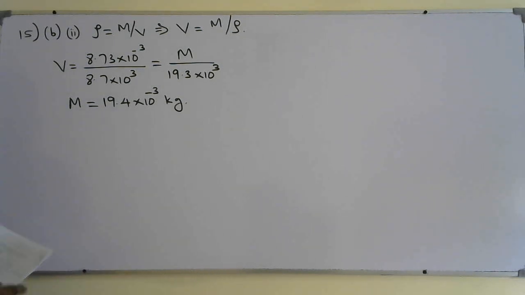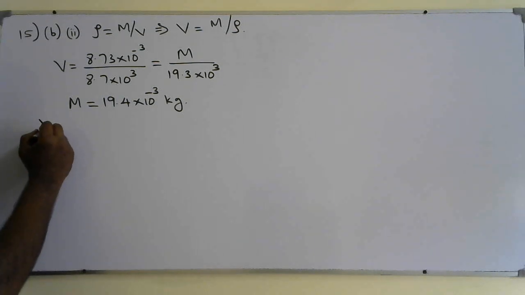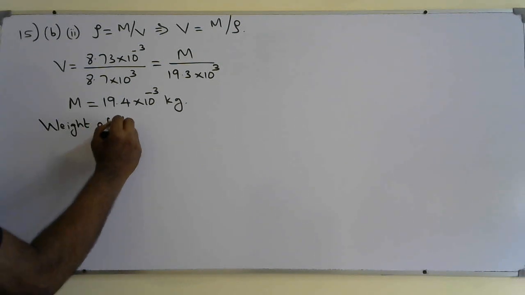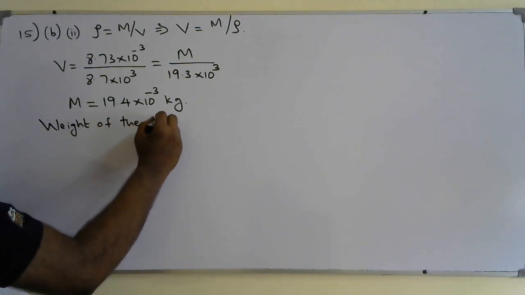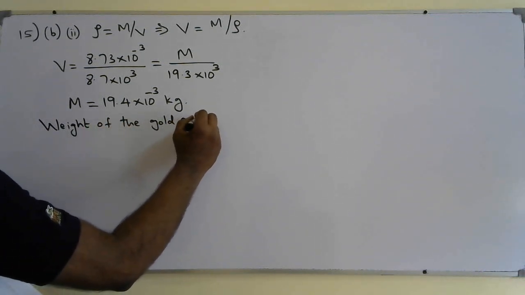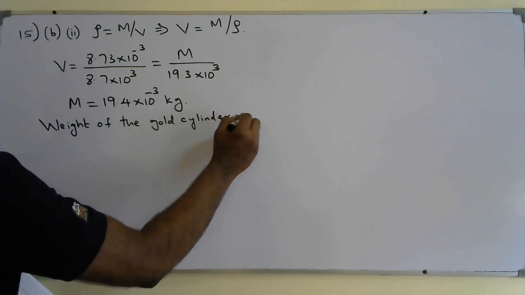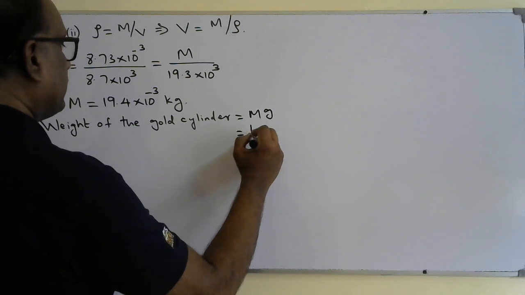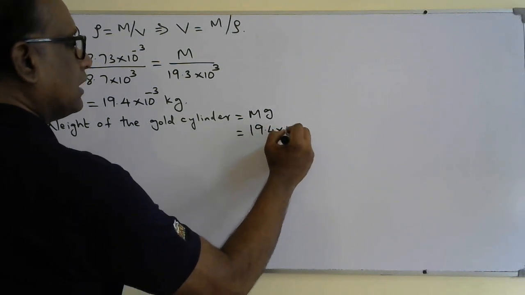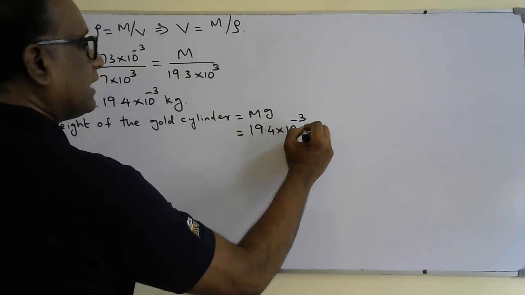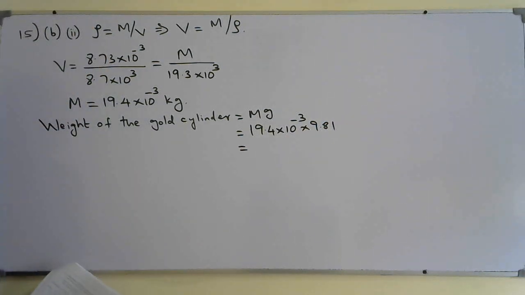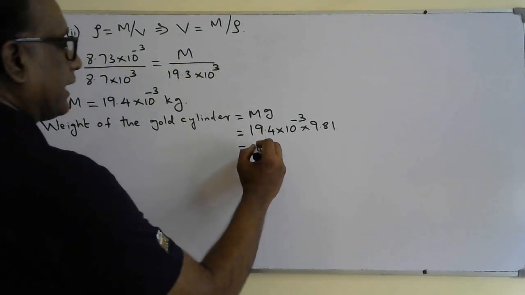So we can find the weight of the gold cylinder, equal to mg. That is going to be 19.4 × 10^-3 into 9.81. So that will be 0.19 Newton.